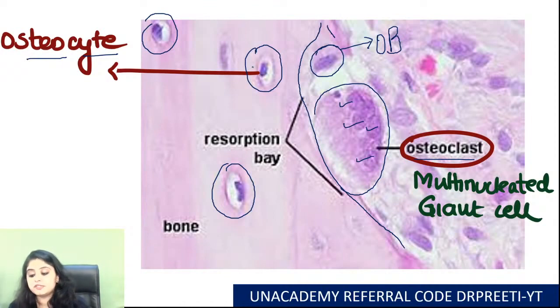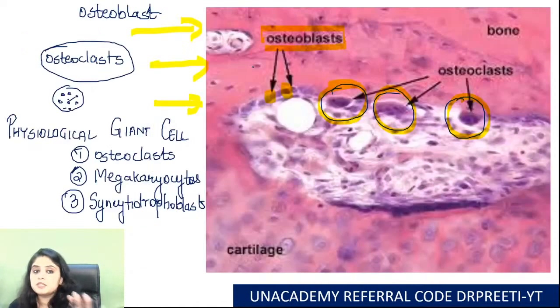Yes, Dr. Tarun, that was your question. Are Hofbauer cells physiological? You're right, they are physiological, but they are not giant cells. They are just macrophages of the placenta, right? So here we were particularly talking about giant cells. That is why I didn't write Hofbauer over here. I hope your doubt is sorted.